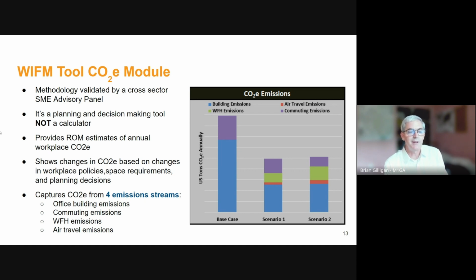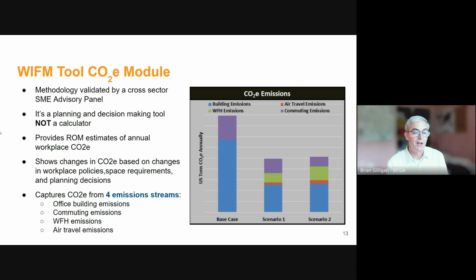It's a planning and decision-making tool, as Ryan said, not a calculator. It's supposed to be used way early in the design process to give you a rough order of magnitude impression about, if I make this change to the level of telework, what happens to my CO2? It shows CO2 changes based on workplace policies, space requirements, and planning decisions, all the inputs to the WIFM that Ryan just described. And it makes its calculations about how CO2 emissions are going to change, looking at 4 different emission streams.